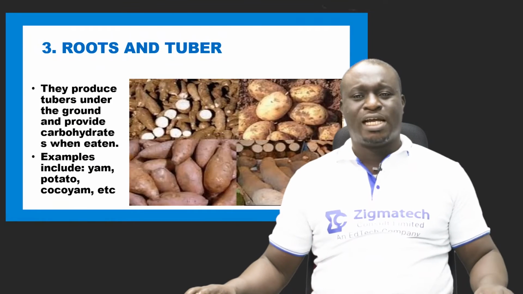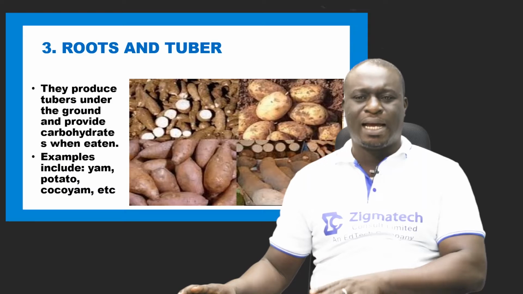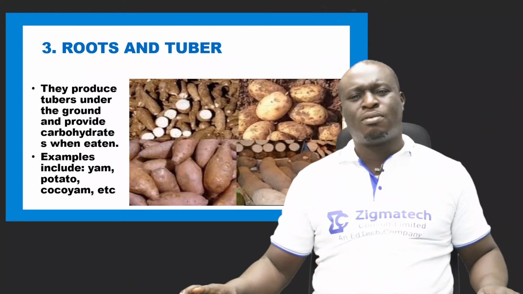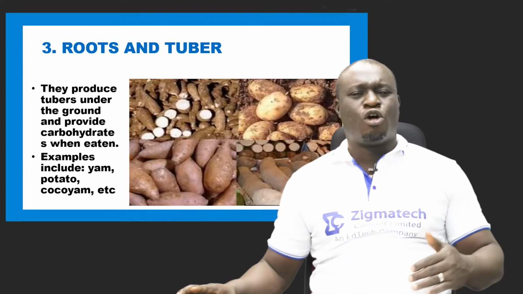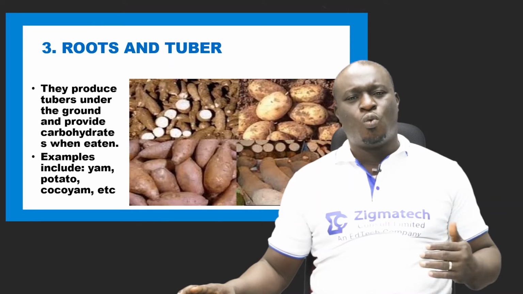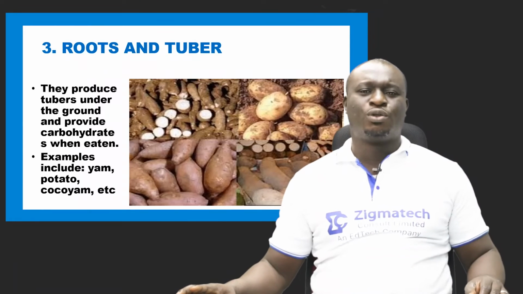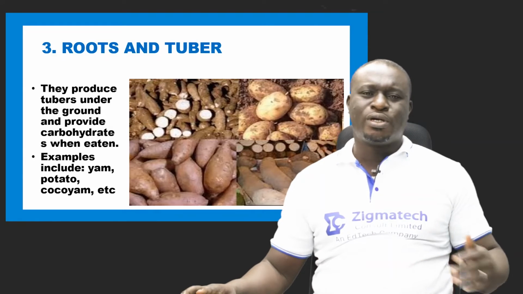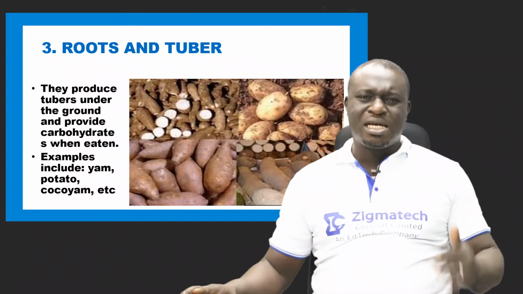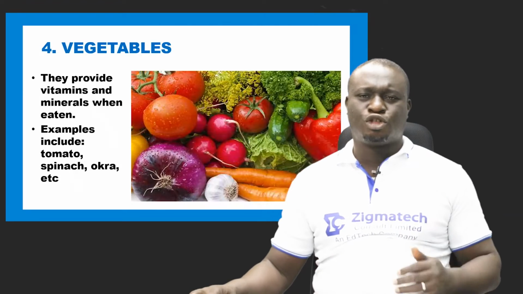Number three is root and tuber plants. These root and tuber plants produce tubers under the ground, and they also provide carbohydrates when they are eaten. Examples include the yam, the potato, the cocoyam, and so on. These all fall under roots and tubers.